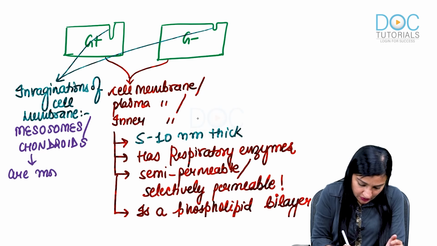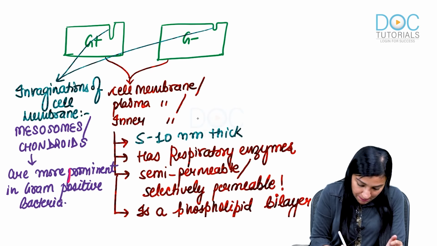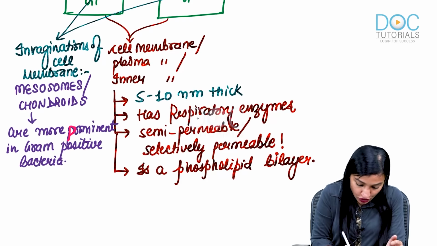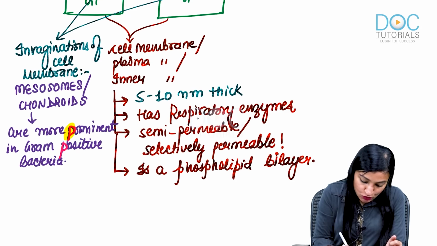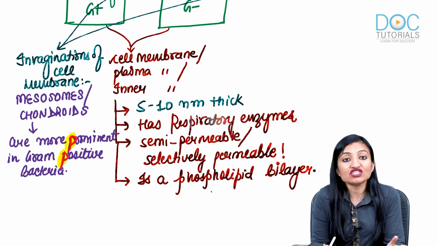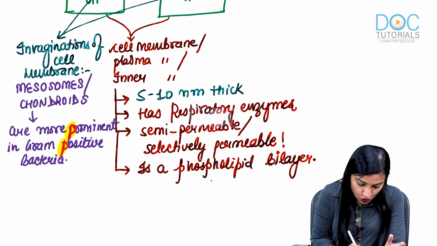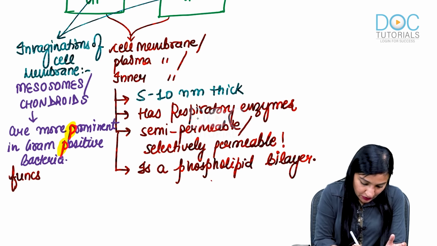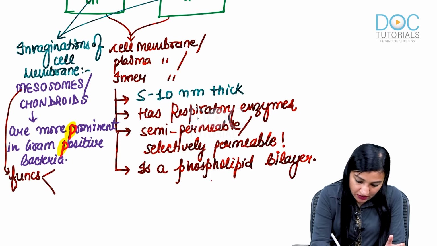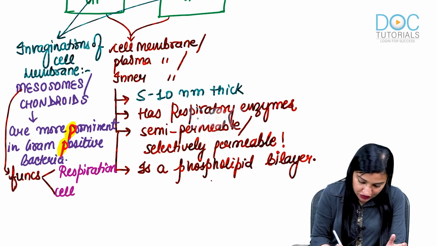mesosomes are more prominent in gram positive bacteria. Remember, P for prominent and P for positive. So these are more prominent in gram positive bacteria. Now, since these are nothing but invaginations of cell membrane, and cell membrane, as I mentioned, has got respiratory enzymes, what are the functions of mesosomes? One of course is respiration, and the other one is cell division.